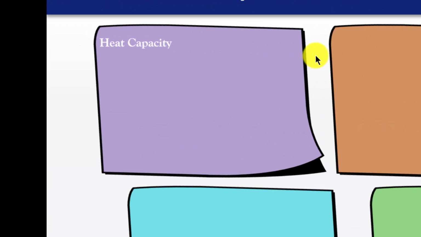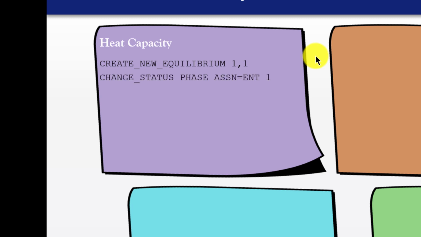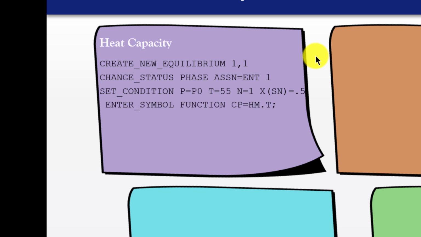The first example is how to enter the heat capacity data. The first line in each block is the command to create a new equilibrium. Then we set the status of the relevant phase, which here is arsenic tin, as entered. Next, the conditions according to the corresponding experiment are entered. For the heat capacity, the first time that we use it in the POP file, we need to define a way to calculate it by entering a function. Note that many thermodynamic functions, for instance enthalpy, are already defined in the software.